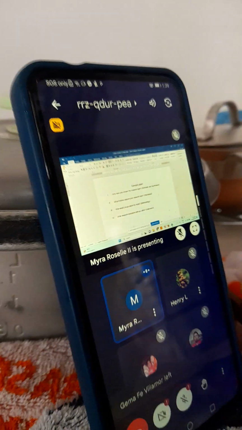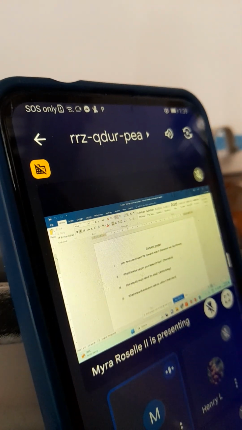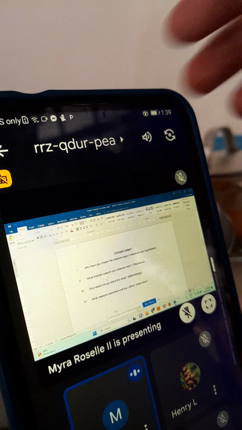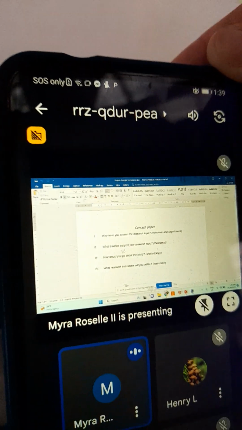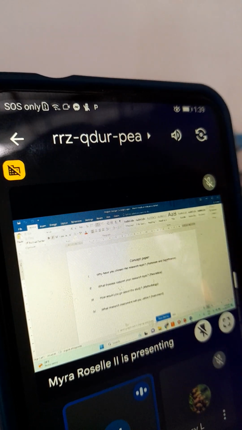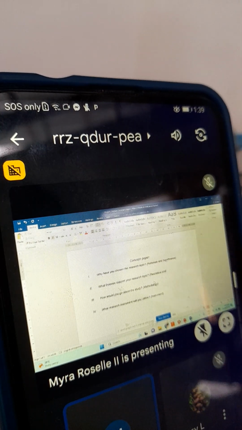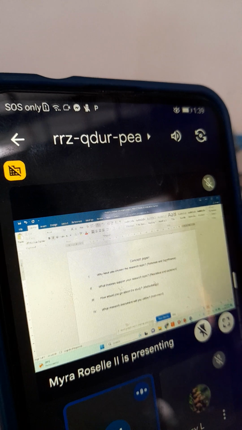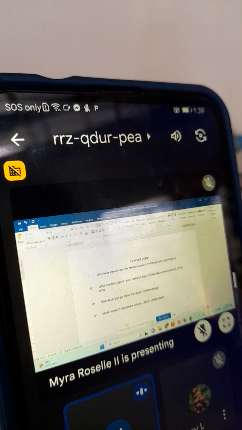Next, in this part also, you have to include your statement of the problem, because from your statement of the problem, you can have the hint for your theoretical background as well as your supporting theories. So in this part, I'll put it here, and statement of the problem.